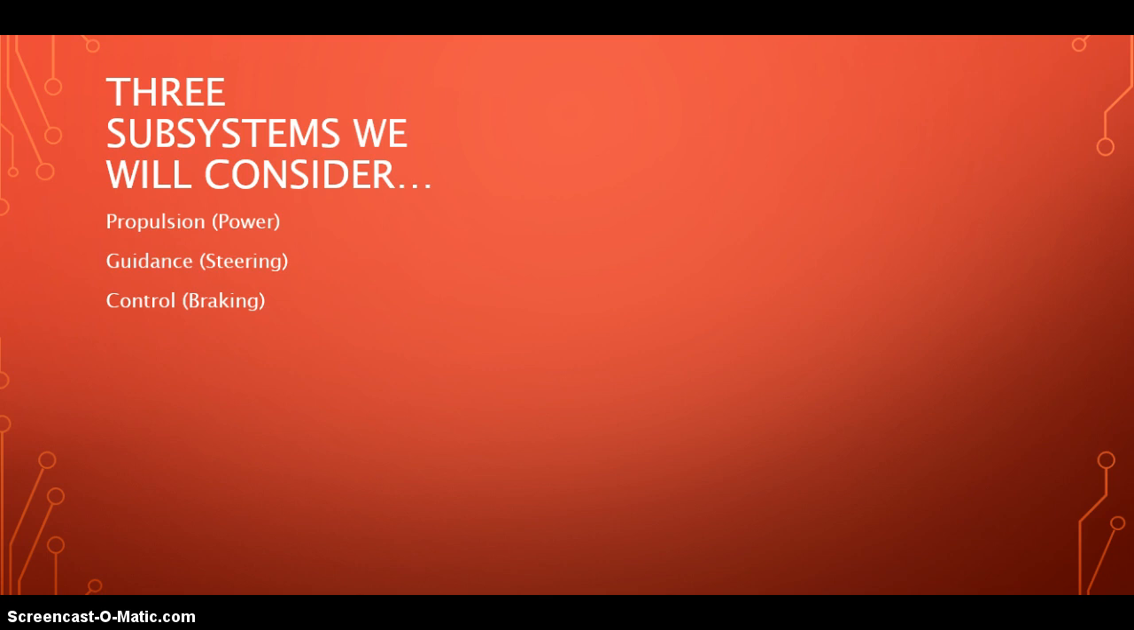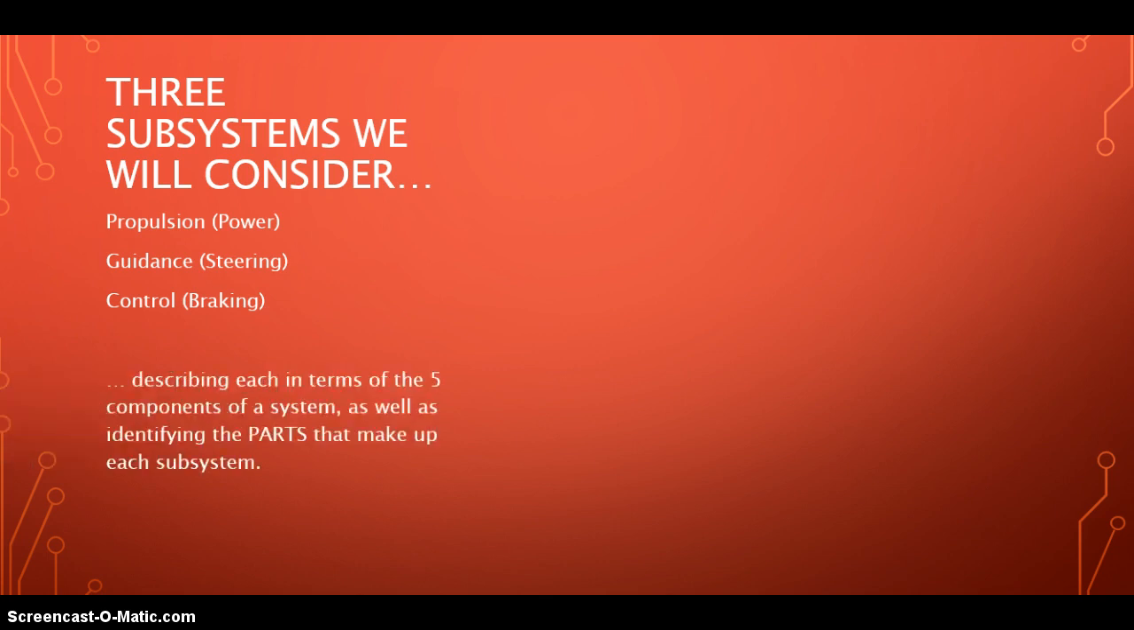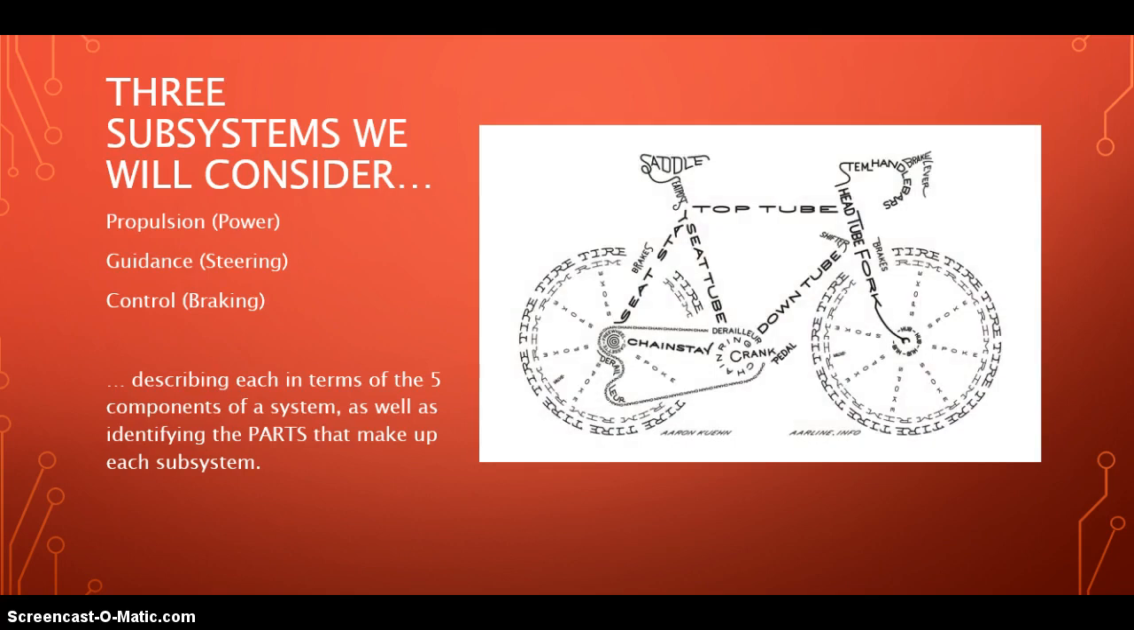And I'm going to use a diagram to help us walk through descriptions of each of these subsystems. So we're going to be describing them in terms of those five components of a system, but I'm going to add another element to it, and we're going to actually identify the individual parts that make up each of those subsystems. And this is how I'm going to be explaining this. It's a little awkward, but we'll figure it out as we go.